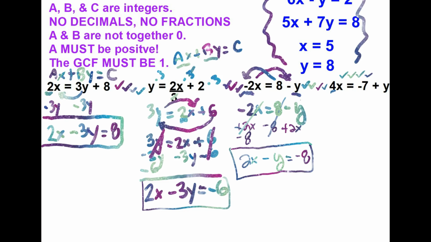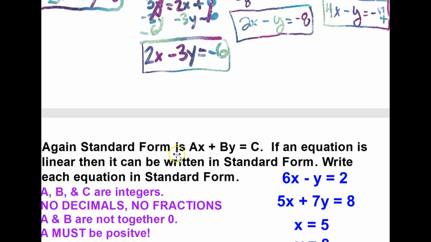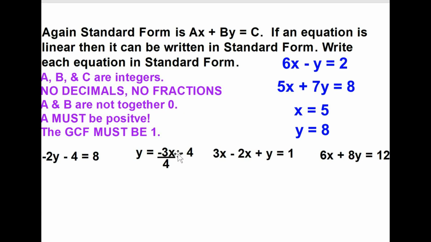The only issue is that the y, BY, is not on the same side. So I need to mathematically move you over here. And how do I mathematically move you over there? I subtract you from both sides. And so I now have 4x minus y is equal to -7. Greatest common factor, we already checked all that stuff. Y'all, I'm done.